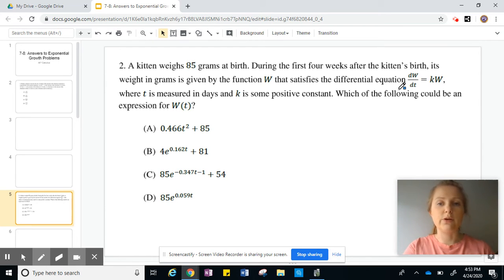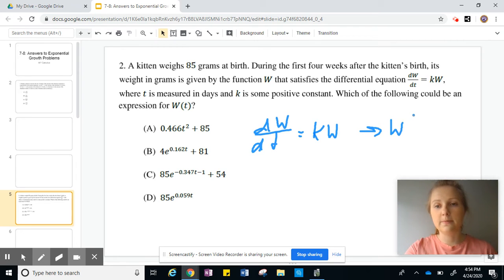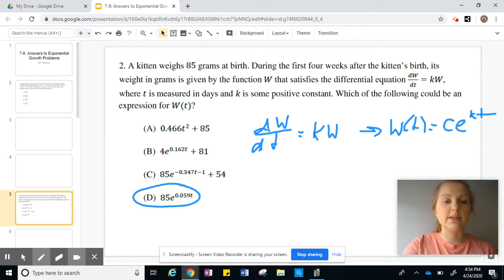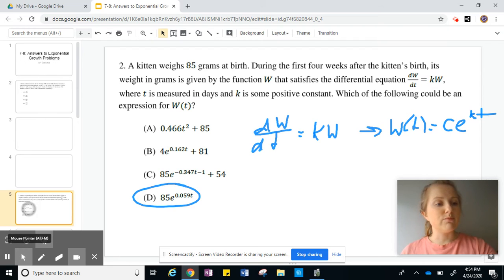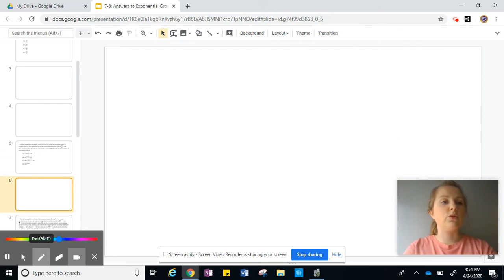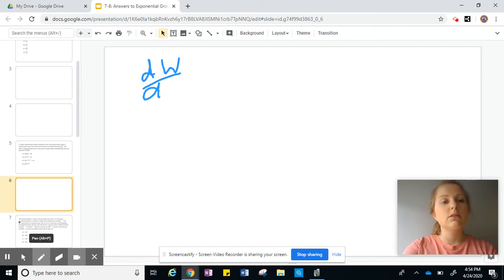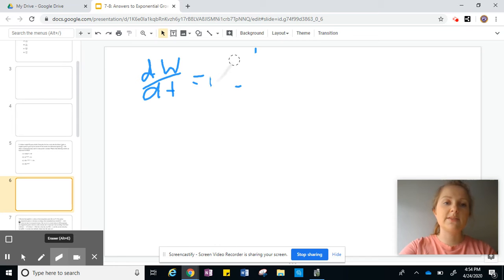So the idea here is that you want to recognize that when you have a differential equation in this form, its general solution is W equals C e to the k t, and there's only one that's in that form, and that's letter D. But before we completely move on from that, let's just review why it's in that form.